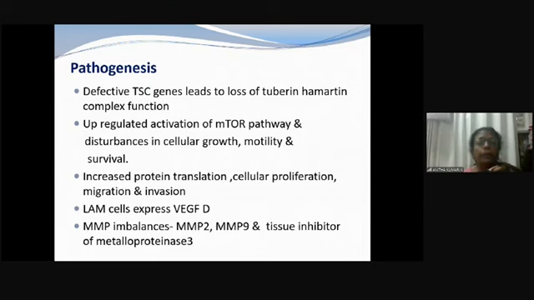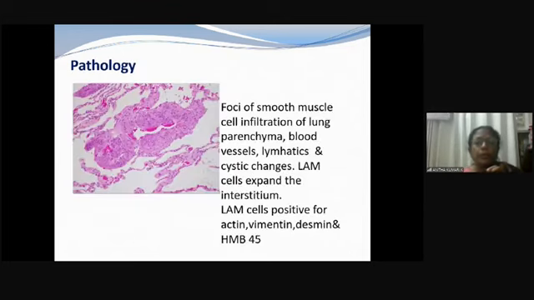You see that there are foci of smooth muscle cell infiltration of the lung parenchyma, blood vessels, and lymphatics, and in addition there are cystic changes with expansion of the interstitium. The LAM cells are positive for actin, vimentin, desmin, and HMB45.